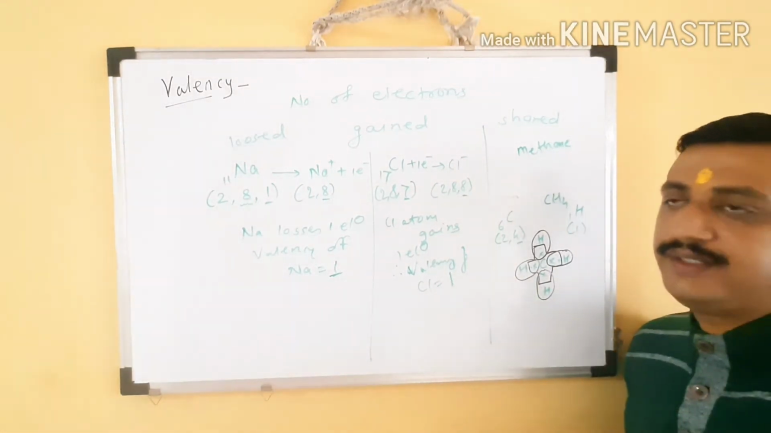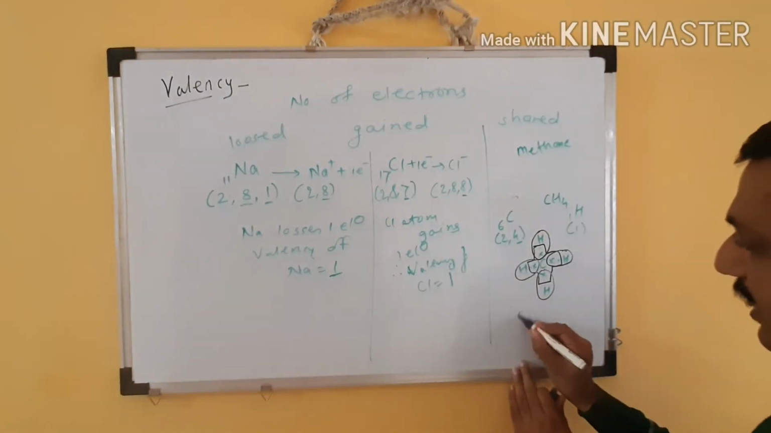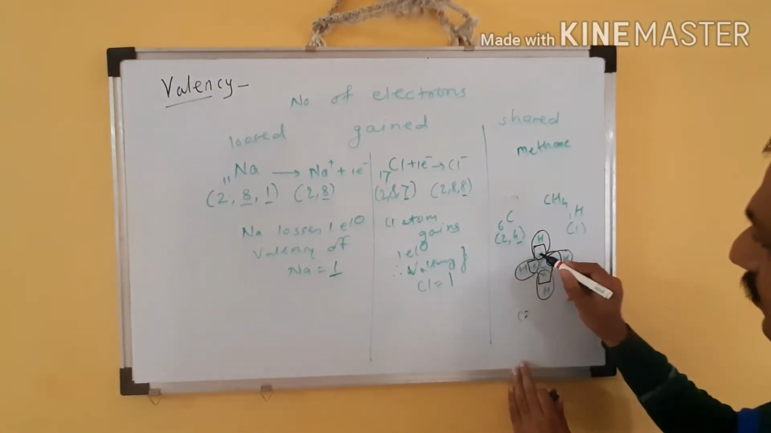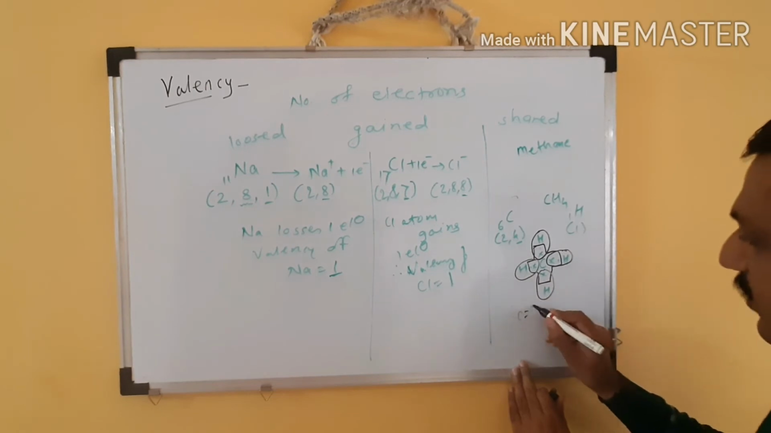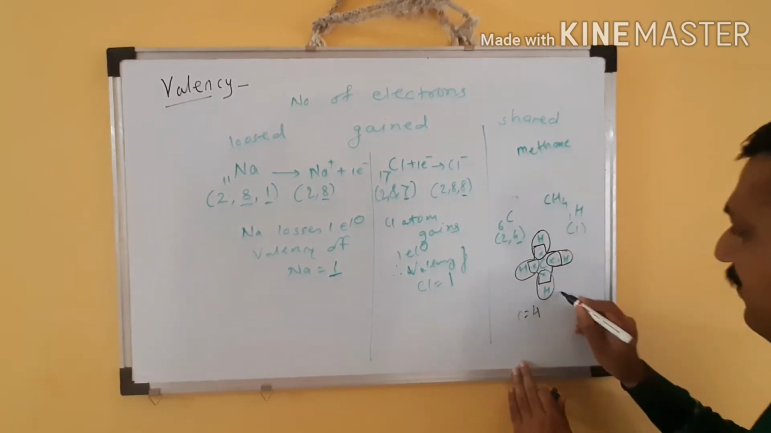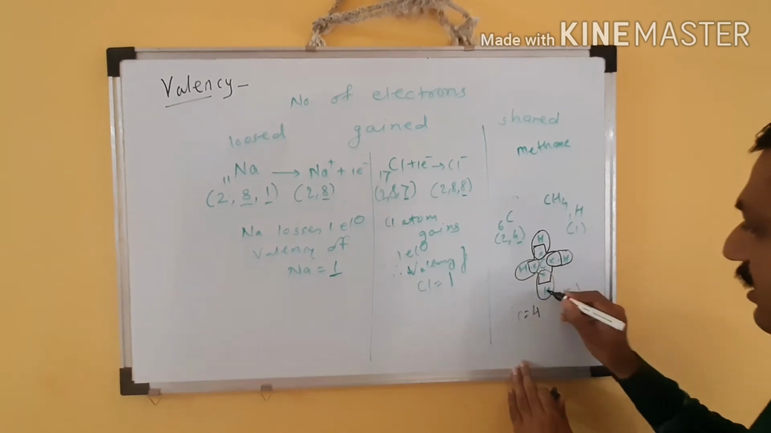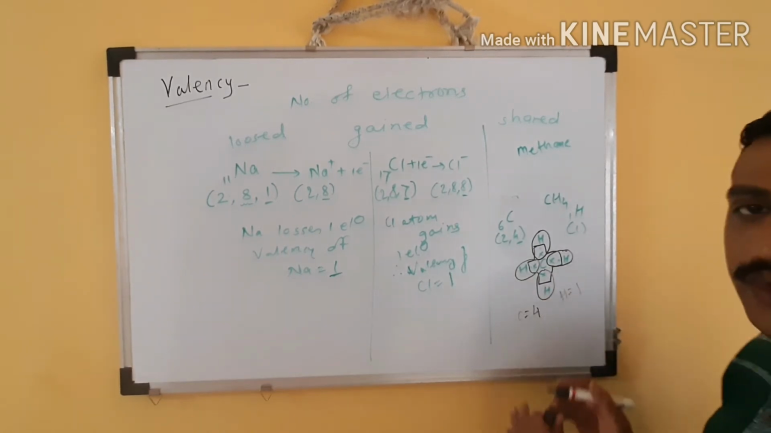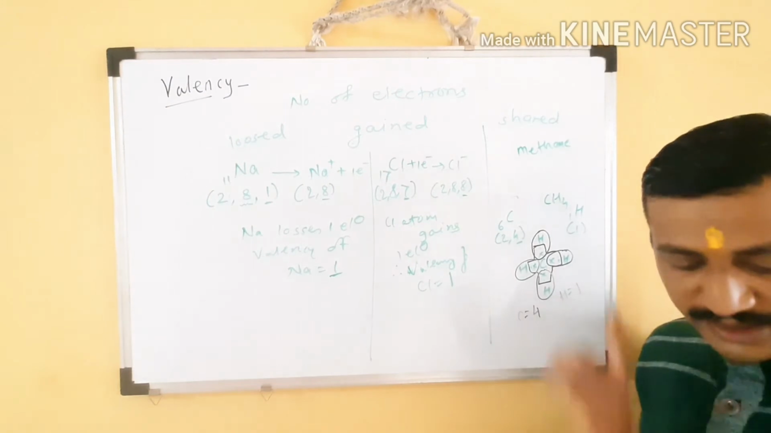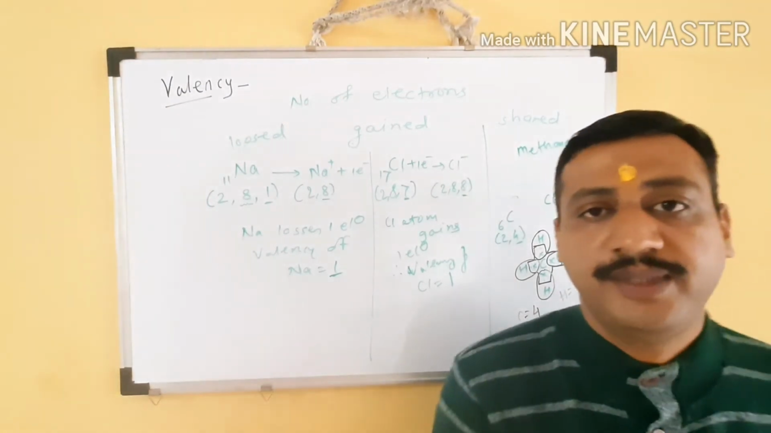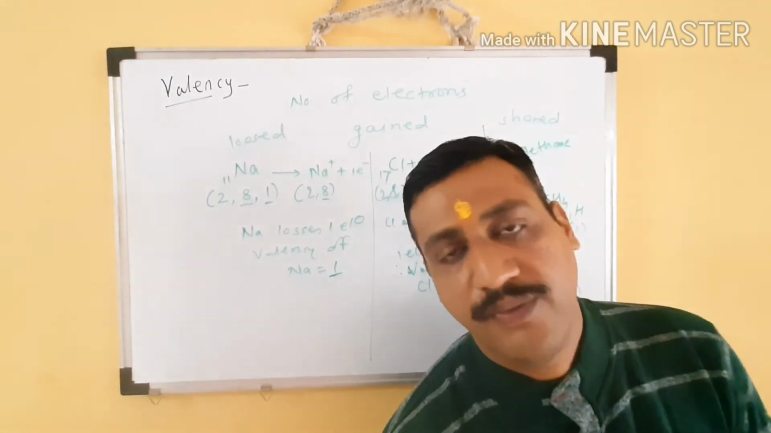Now our main question: how many electrons are shared by carbon? Carbon shares 1, 2, 3 and 4 electrons. That's why the valency of carbon is 4. How many electrons are shared by hydrogen? Each hydrogen atom is sharing 1 electron. That's why the valency of a hydrogen atom is 1. So this is the very important definition.